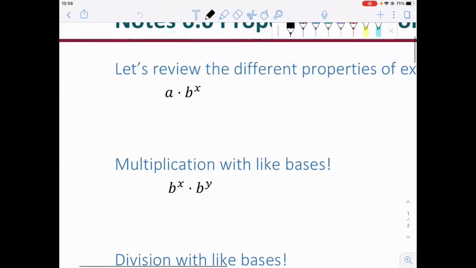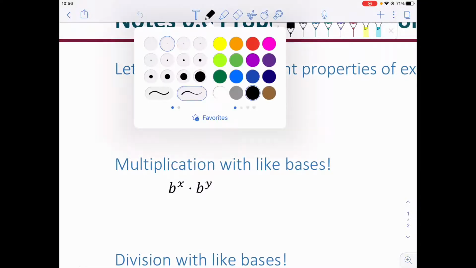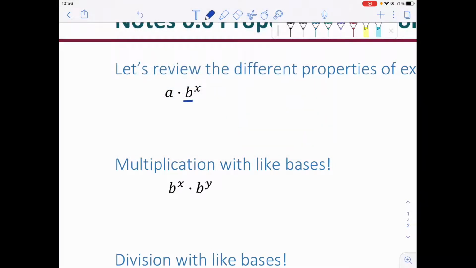So one thing to remember is that if our bases aren't the same, and what do we mean by base? This is the base of our exponent. It's the base because it's on the bottom. This is a multiplier. So this also has an exponent. Its exponent is 1. But if these bases are not equal, then we cannot combine them. It's not allowed. So we have to have equal, or what we call like, bases to be able to use our properties of exponents. So let's go through those properties.